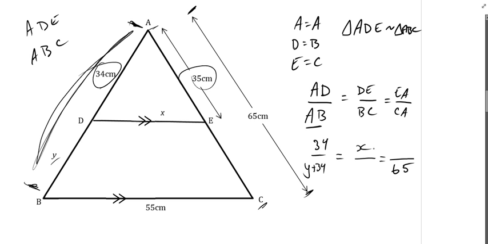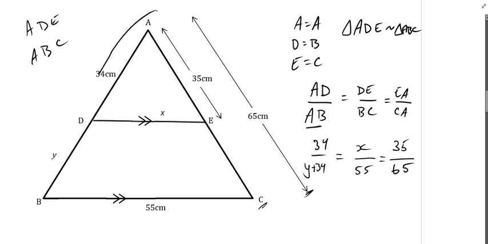Okay, interesting idea. BC is the 55. Those ones kind of obviously go together. And then AE is the last one, and that's the 35. Let me get rid of some of this junk. Okay, so think about that. Y was this distance. 34 is this distance. So the whole distance here is y plus 34.